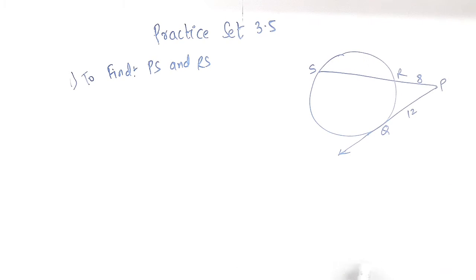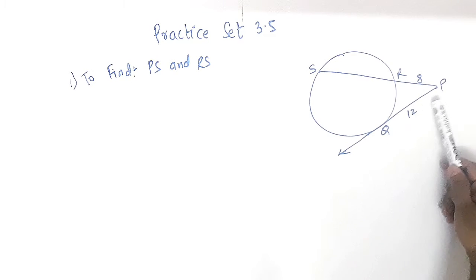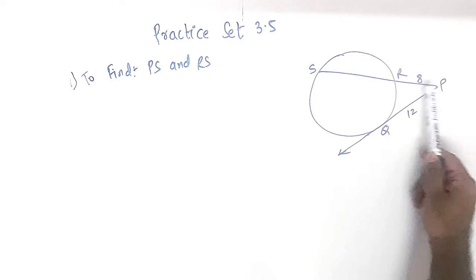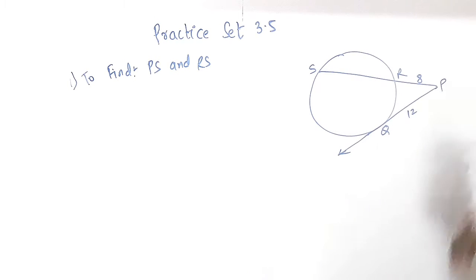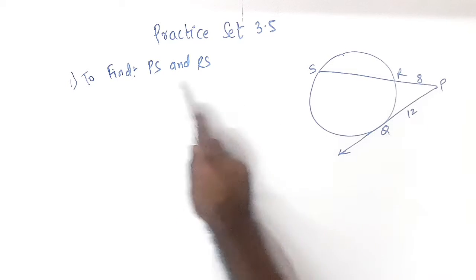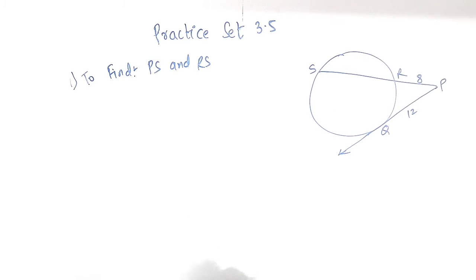So the first question given here is, you can see this is a tangent and this is a secant. When a tangent and a secant meet outside the circle, then we follow a particular property. That is called the tangent secant theorem. Here PQ is given 12, PR is given 8, so we have to find PS and RS. How will we find it?